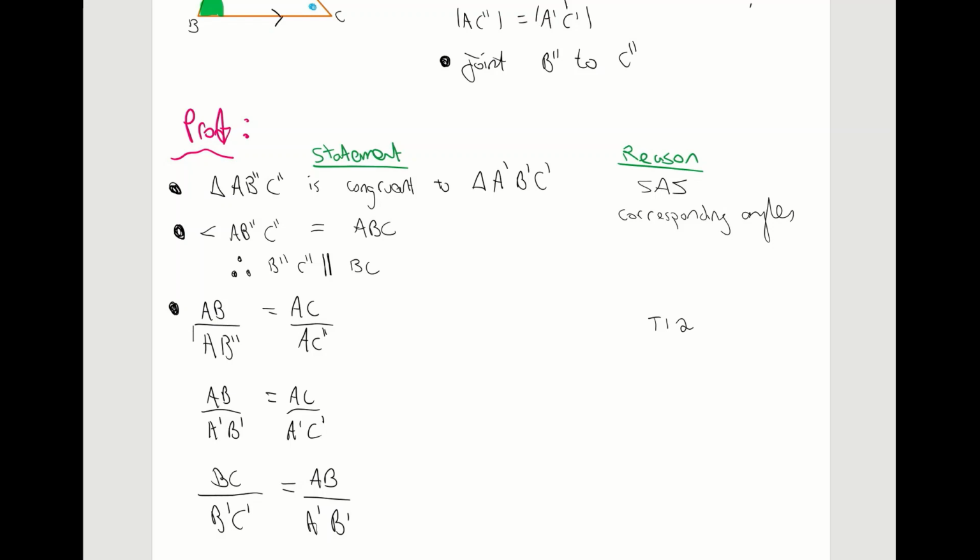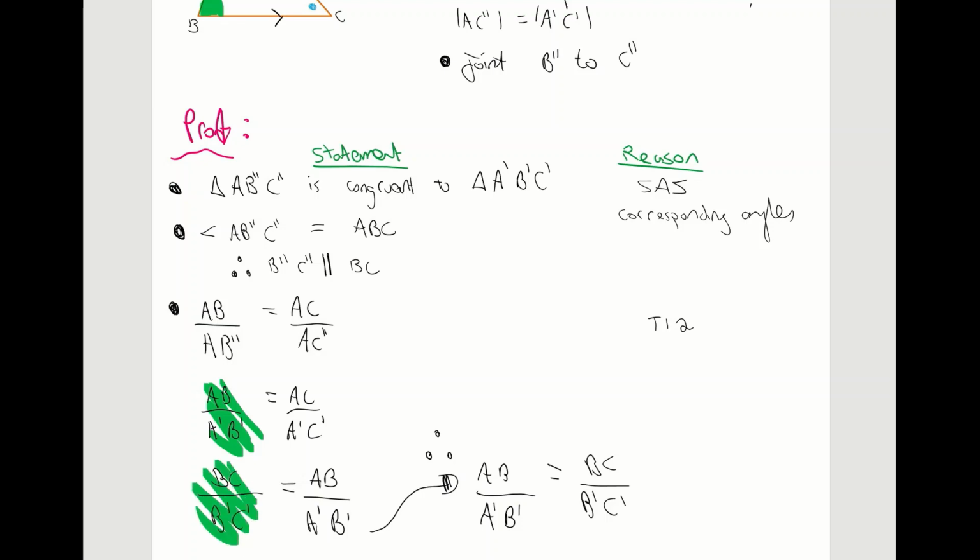So basically what you're stating there, our final answer, is what we wanted to prove, and that was AB over A dash B dash is equal to, because that's this part here, BC over B dash C dash, which is this part here, and that is also equal to AC over A dash C dash, which is this one here.